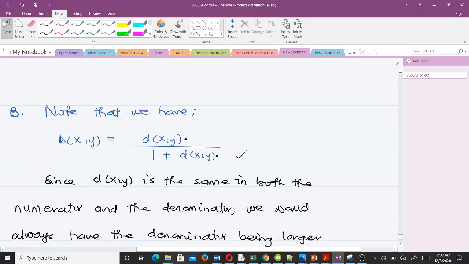Let me use arbitrary values to explain this point better. For instance, if the distance between x and y is 2, we are going to get 2 over 1 plus 2, which will give us 2 over 3. If the distance between x and y is 3, we get 3 over 1 plus 3, which will be 3 over 4, right? So you could see that because of the 1 plus that we have here, the denominator will always be larger than the numerator. And if the denominator is larger than the numerator, you're always going to get something which will be less than 1, right?